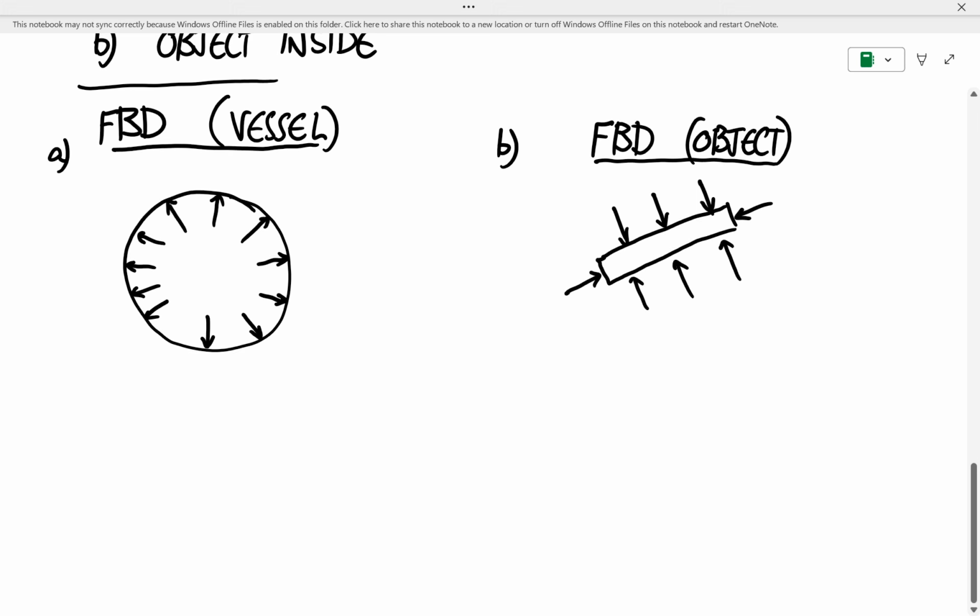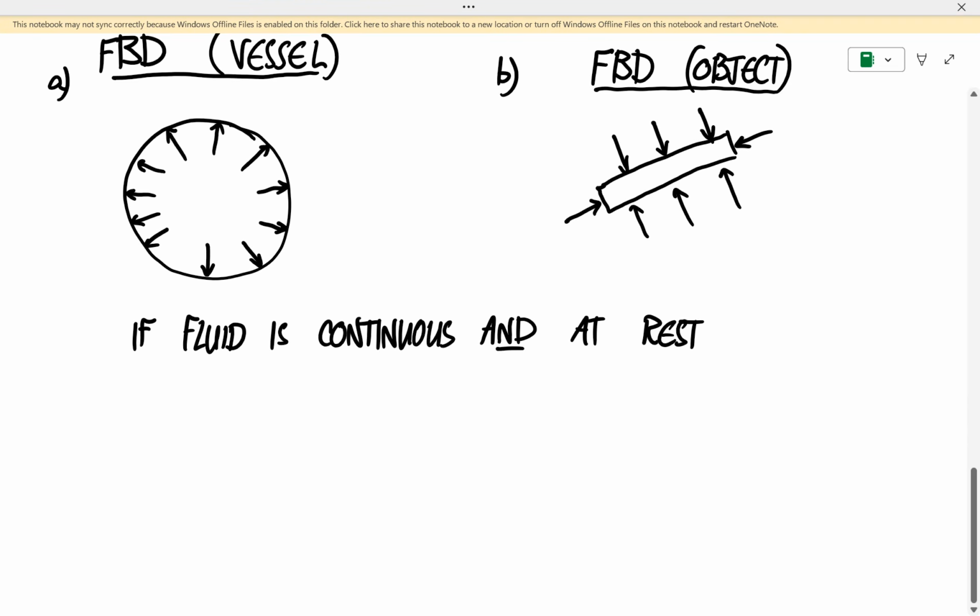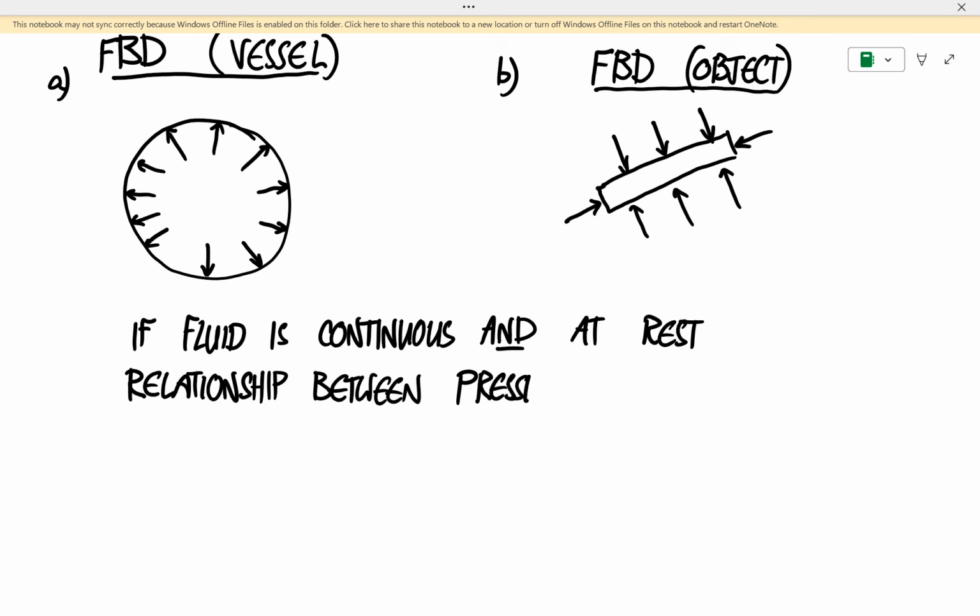If a fluid, so a gas or a liquid, is continuous, so the fluid can flow from one place to the other without being stopped by walls or something, and at rest, then you can find a relationship between pressures at two different heights.